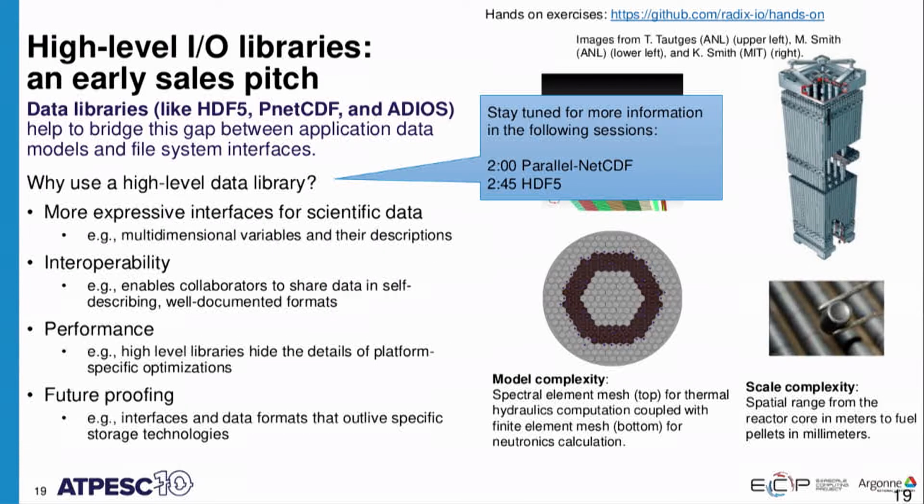So the answer to this is a data library. Examples include HDF5, Parallel NetCDF, and ADIOS. And all these things are bridging this gap, giving you an interface that looks like scientific data and organizing it in a way that makes sense for a parallel file system. And what you get for doing this is, of course, a more expressive interface. Instead of reading and writing bytes, you are accessing arrays and subsets of arrays and data types and so forth that make more sense for science.